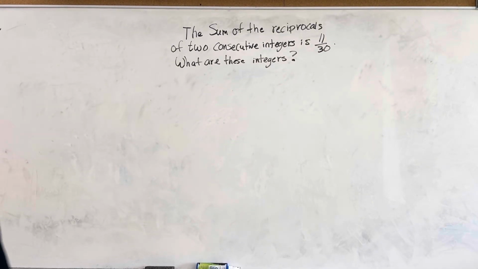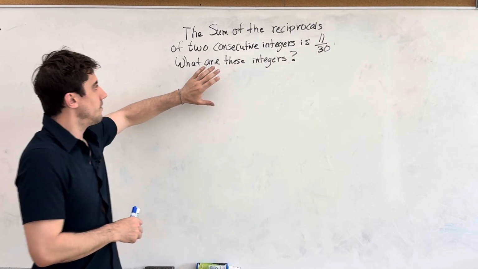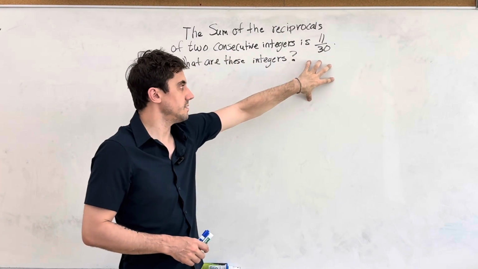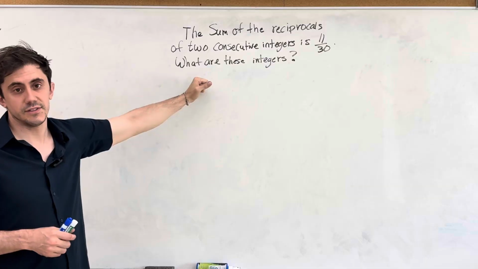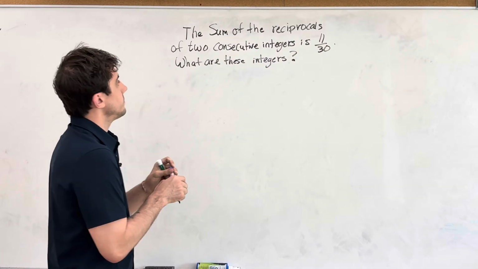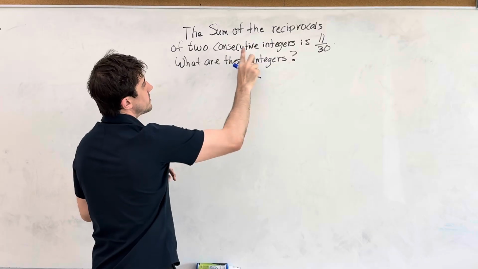Good afternoon, everyone. Today we're going to look for the sum of the reciprocals of two consecutive integers being 11 over 30, and we're going to find these two integers. So this isn't going to be too long of a solution. We have the sum of the reciprocals of two consecutive integers.